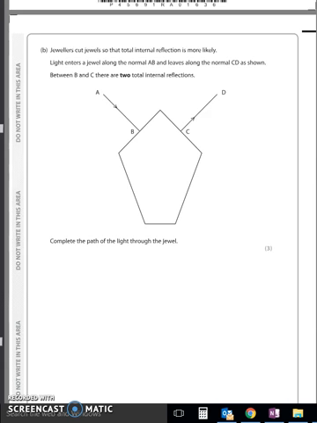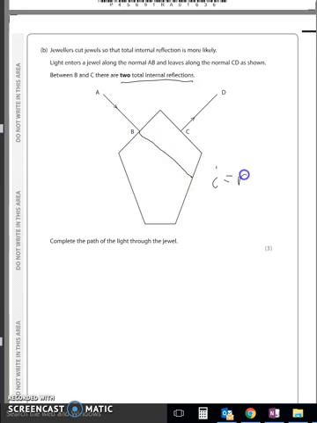Jewelers cut jewels so that the internal reflection is more likely. Light enters along AB and leaves along here. They want us to join B and C up, and there are 2 total internal reflections. So it's going to come in along here. I don't have a ruler. You should do this with a ruler.